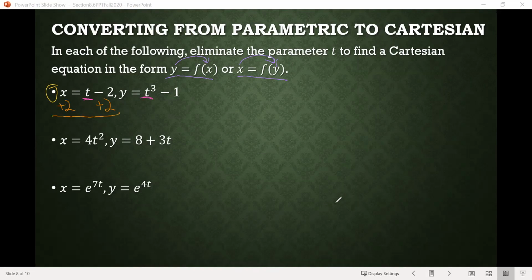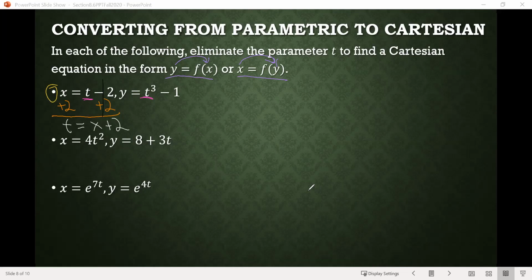Okay. And so when we do that, the minus 2 and the plus 2 will cancel out. Whoops, that's not what I meant to do. And so what we'll have is t equals x plus 2.